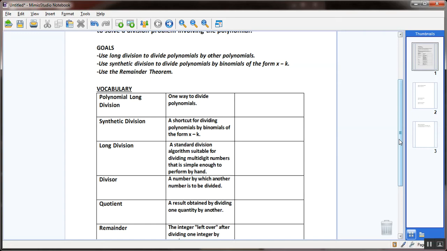Okay. Second one, this is going to be pretty important today. We're going to use what's called synthetic division to divide polynomials by what, kids? Binomials of the form what? X minus k. That's an important one.